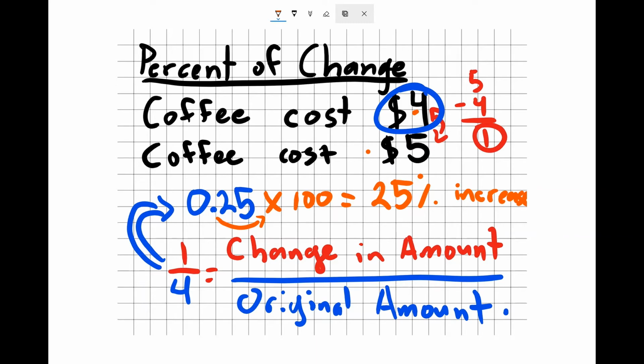For homework, you are going to have to do both. Find the numerical value for the percent and determine if it is an increase or a decrease. So if your original amount is smaller than the new amount, that means you went up, that's an increase. If your original amount is larger and the new amount is smaller, means you went down, that would be a decrease. But regardless of if it's an increase or a decrease, the steps will be the same. Let's look at another example.